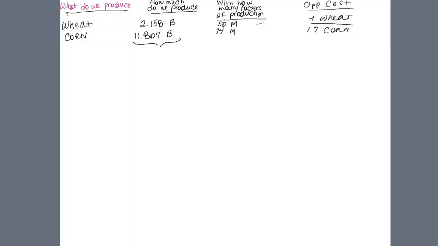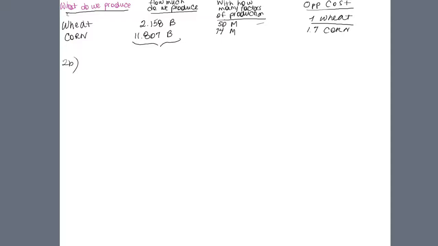Okay, and now moving on to part B in problem 2. Problem 2b says, from the original production point, farmers transfer 40 million acres of land from corn to wheat production. They now produce 3.158 billion bushels of wheat and 10.107 billion bushels of corn. So again, the 40 million acres isn't very important here.